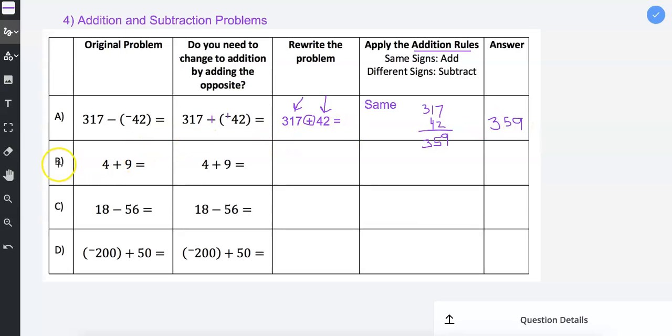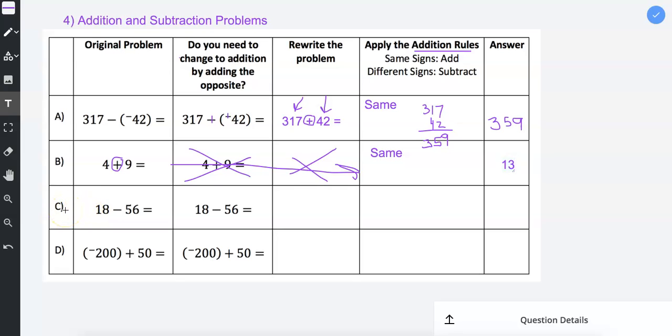Let's look at example B. In example B, I already see an addition sign in between. So I don't need to change it to addition. I don't need to rewrite it. I can move straight over here to where I apply the addition rules. In this example, 4 and 9 are both positive. So the signs are the same, so we're going to add. And 4 and 9 makes 13.